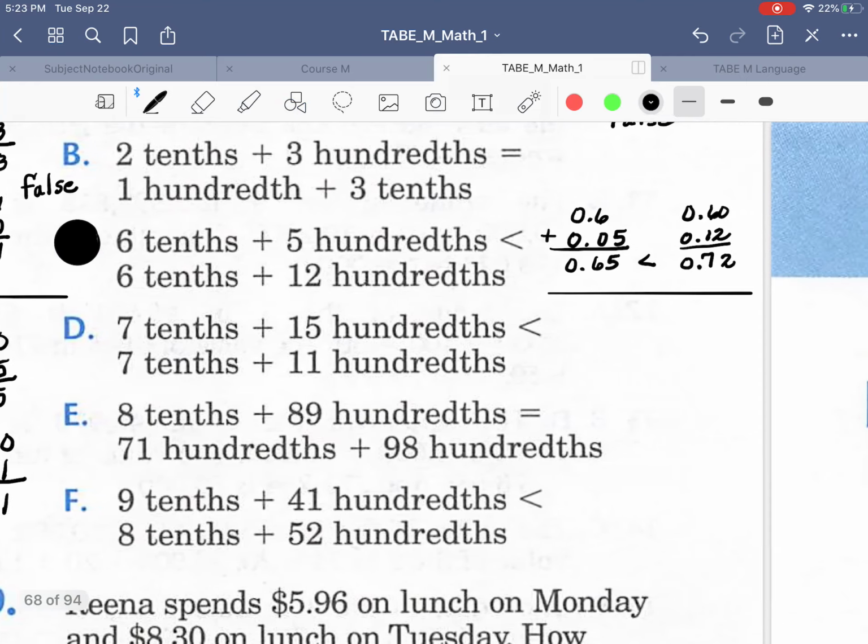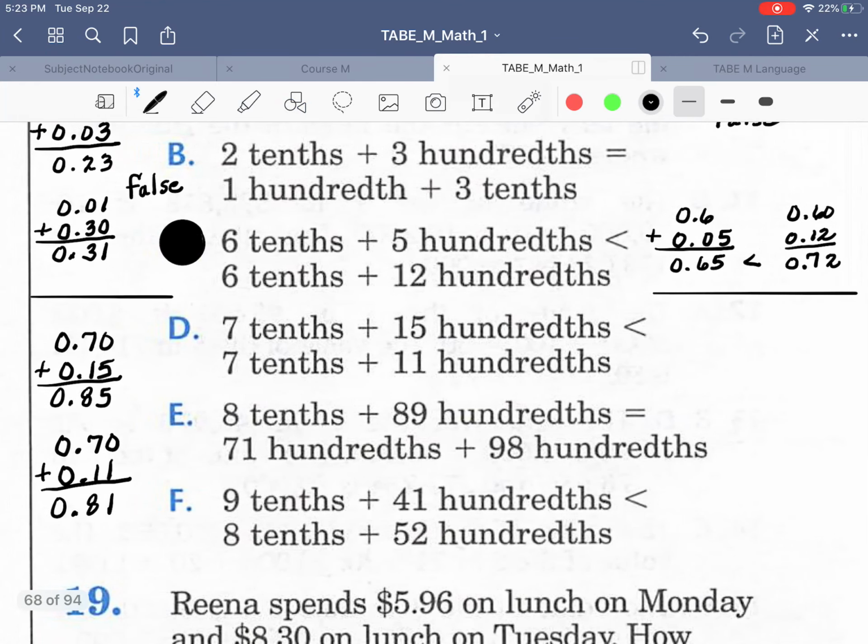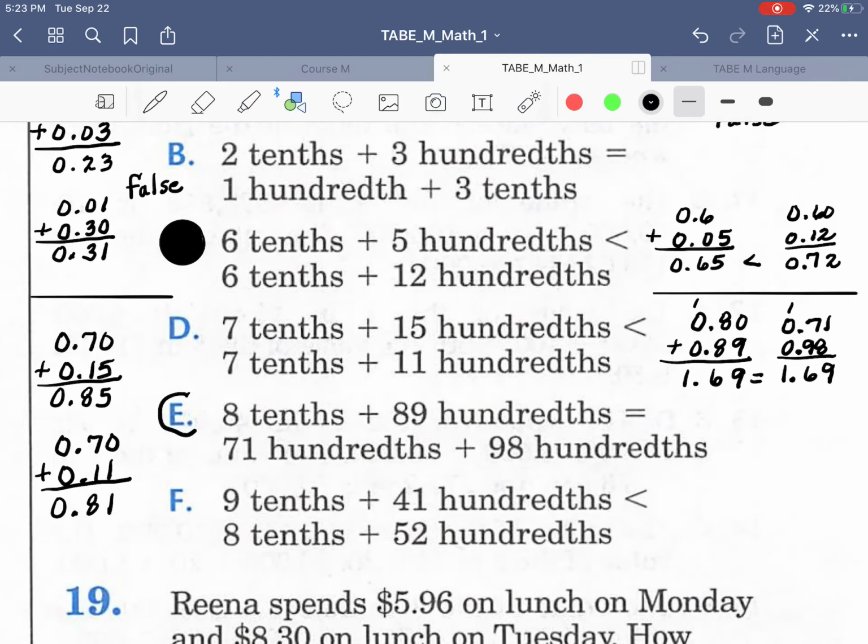E, I'm going to put back on this side. Got 8/10 plus 89/100ths is 1.69, and that is supposed to be equal to 71/100ths and 98/100ths. And that statement is true. That's this one.